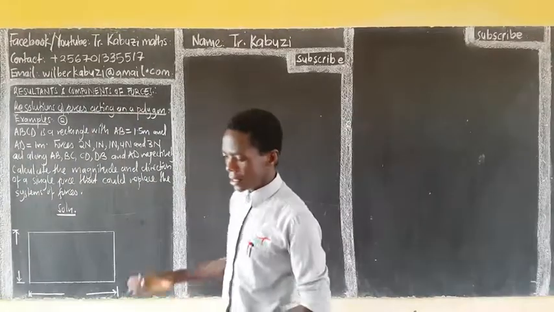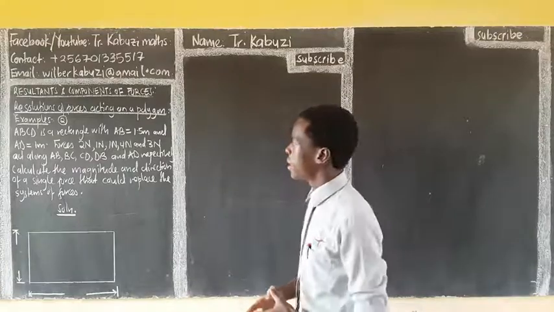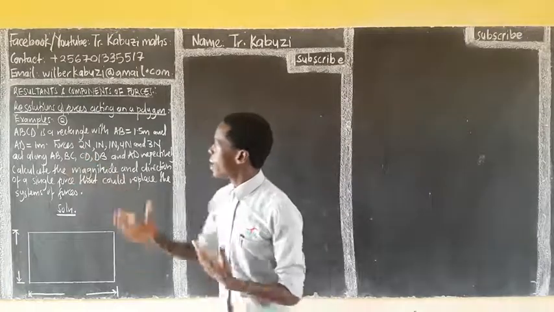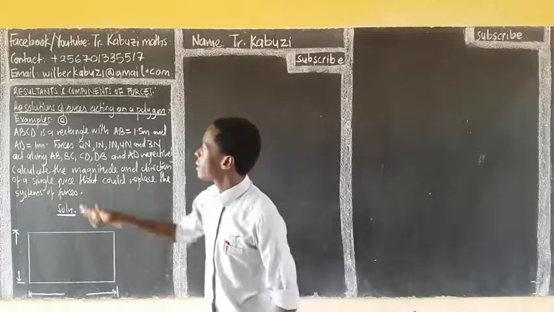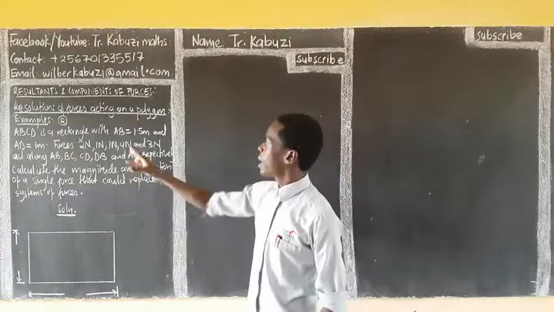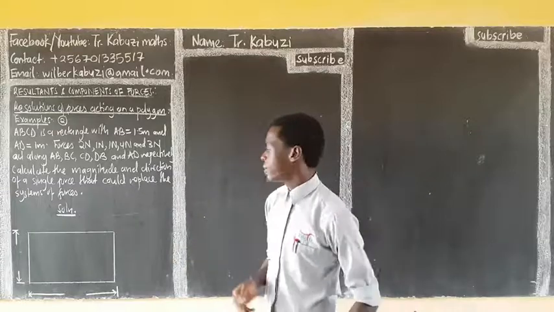Okay, now members, let us see how you go about this question here. It's about forces acting on a polygon. What we have here is ABC, a rectangle, with AB 1.5. So read it and summarize.